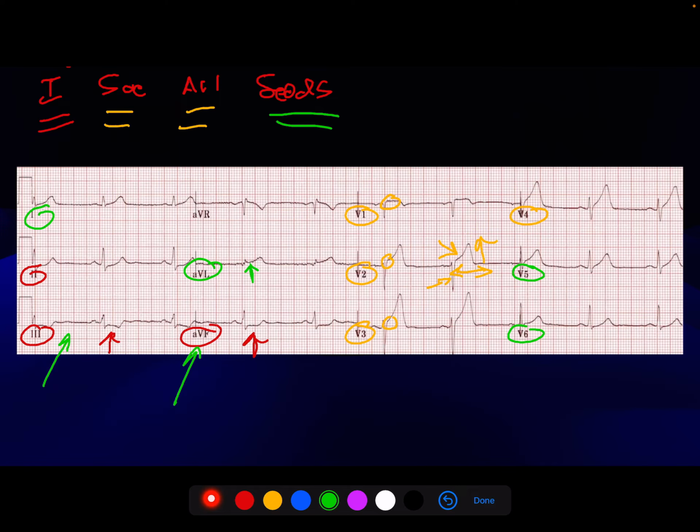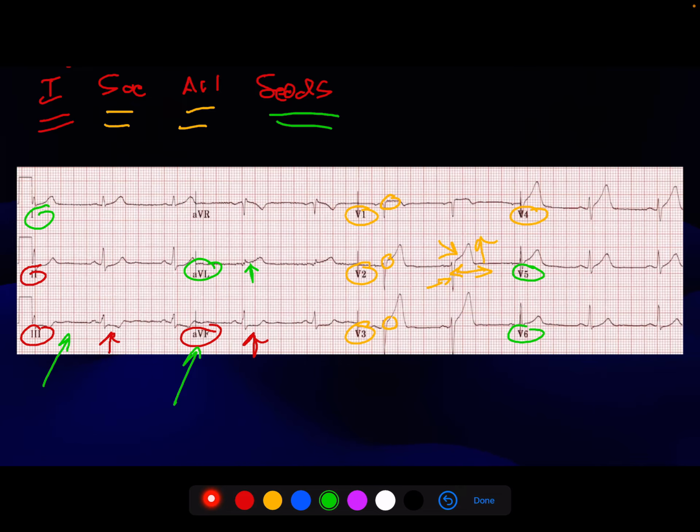Even though I don't have classic STEMI criteria here, we know that the inferior leads are reciprocal to the high lateral leads, 1 and AVL specifically. And so if I see any elevation in the high lateral leads, and I see that married to depression in the inferior leads, that is powerful evidence that I am in fact dealing with a STEMI equivalent.